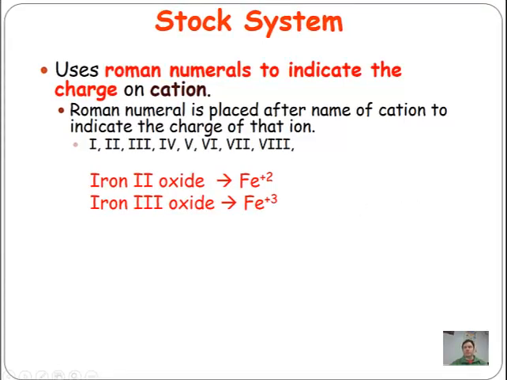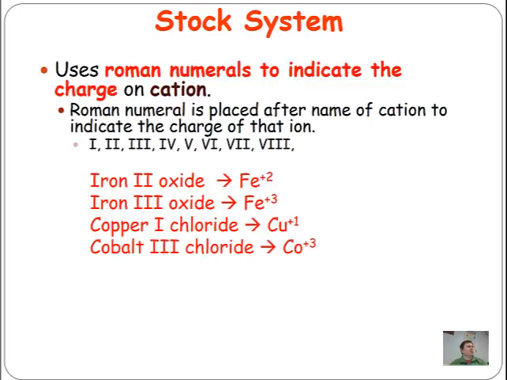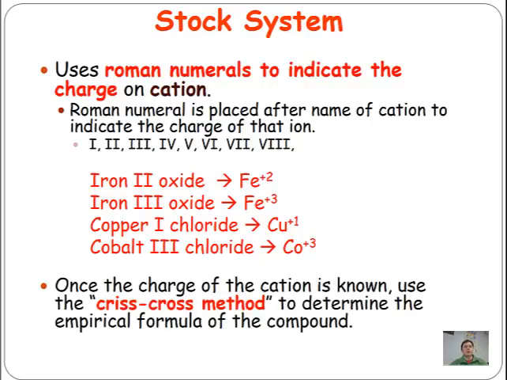Sometimes you'll see these Roman numerals in parentheses, sometimes not. I don't care which way you do. Copper(I) chloride, that indicates we have a copper with a +1 charge. Cobalt(III), the cobalt has a +3 charge. Cobalt can also have a +2 charge. Okay. Once we know the charge, then we can just go ahead and use our crisscross method to determine the overall chemical formula for that compound. But we got to indicate. We just can't say iron oxide. We don't know, is it iron(II) or is it iron(III)? So we use that Roman numeral to indicate what charge is.